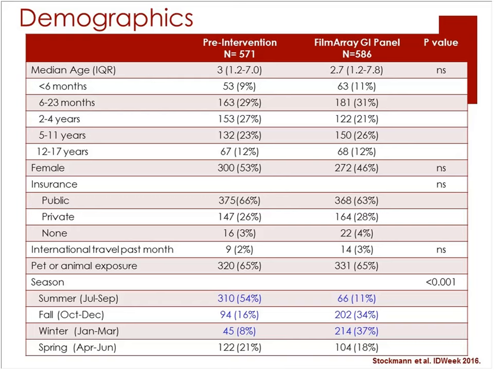There were no significant differences in age, sex, insurance, international travel, and pet exposure between the groups. The only significant difference identified was the season: there was a much higher number of patients enrolled in the summer in the pre-intervention phase, and higher in the winter and the fall in the post-intervention group.